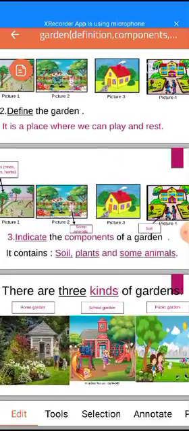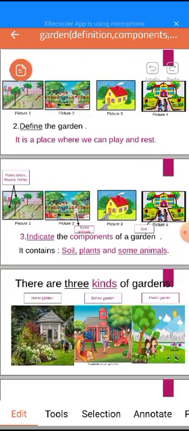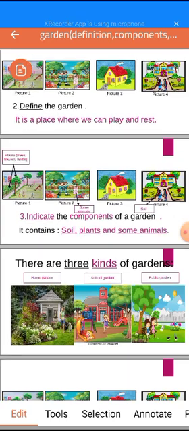So, question 3. Indicate the components of a garden. So it means what we can see in a garden. What does it contain? It contains soil, plants, and some animals.